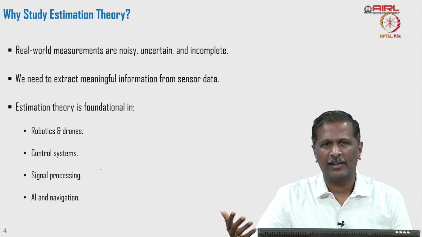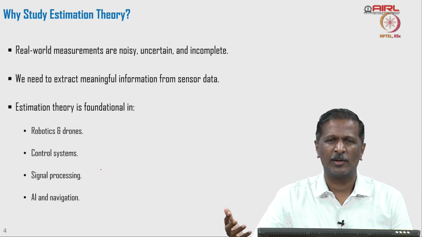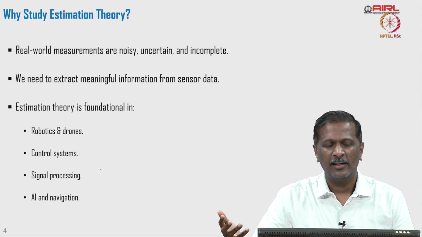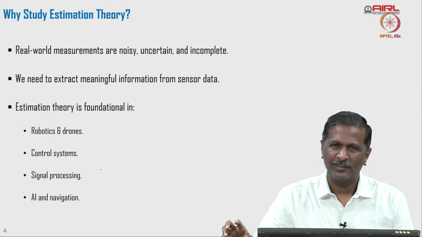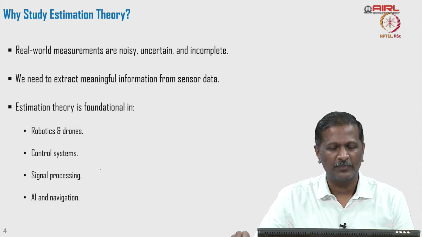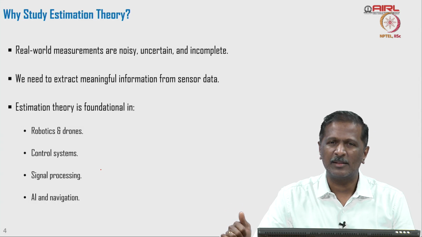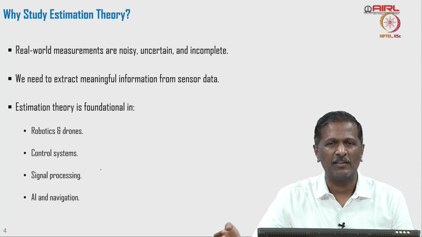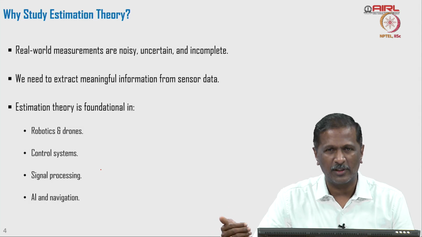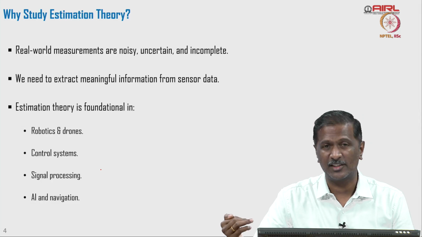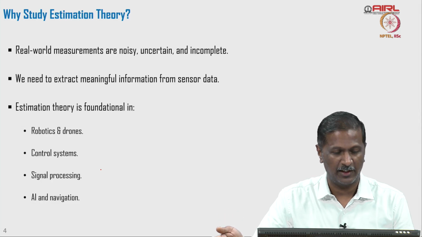So now let's look at basic principles or basic understandings. Why study estimation theory, right? We have mentioned earlier that with respect to our drone, the measurements are going to be noisy, there is some uncertainty, there is some incomplete information, because I want to get the position and velocity, but my IMU is going to give only acceleration, right? The velocity and the position need to be computed. So there is incomplete information. That's when we start using estimation theory.